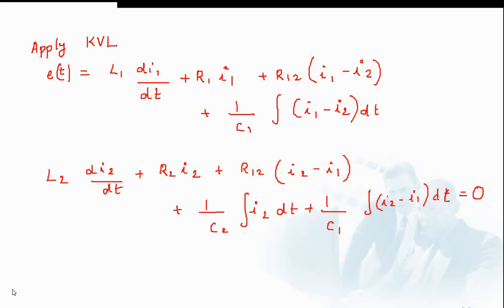So I will mark this as equation number 3 and this one as equation number 4. So we got the force voltage analogous circuit and the corresponding equations governing the system. Now the next step is to find the force current analogous circuit.